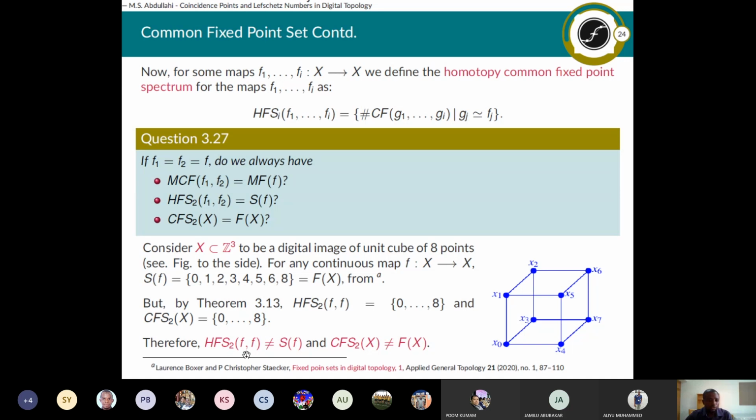So therefore, we can conclude that even when the function is ff, this homotopy common fixed point spectrum will not reduce to the fixed point spectrum, and also the common fixed point spectrum will not reduce to the fixed point spectrum.